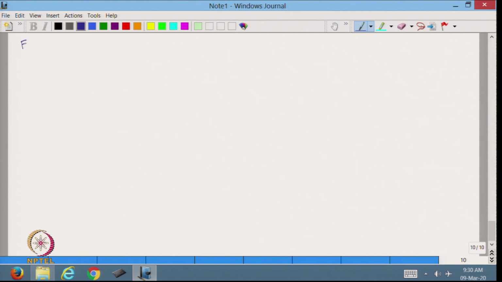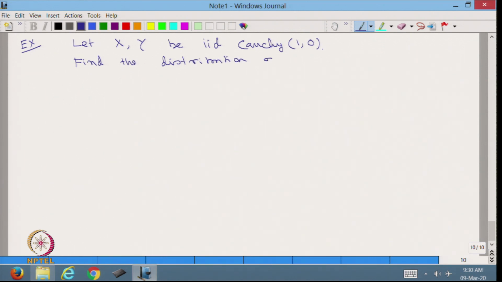So, let us take another example which is slightly difficult, but still let us do it. Let x, y be IID Cauchy with 1, 0, that is standard Cauchy distribution. Find the distribution of x y.